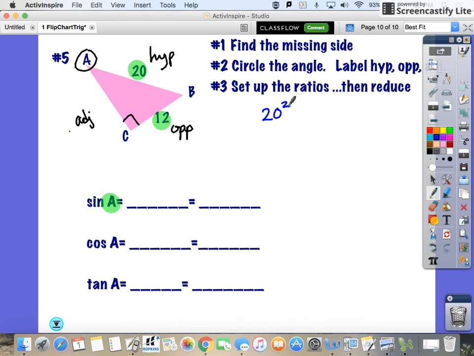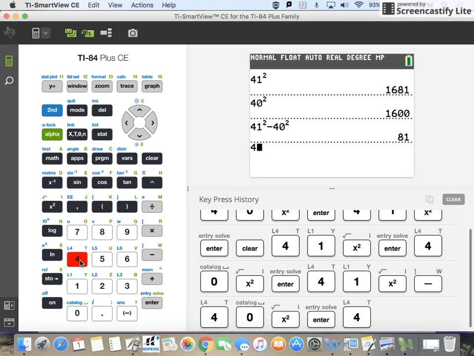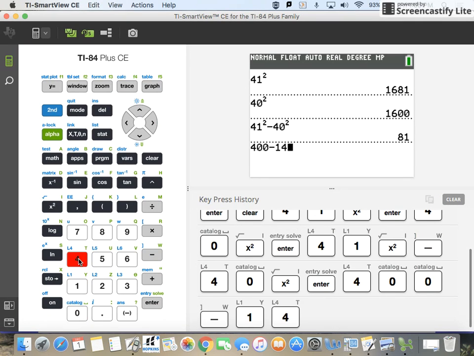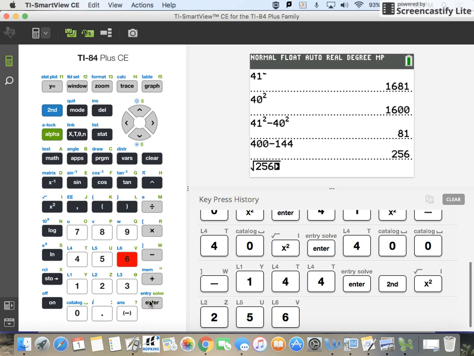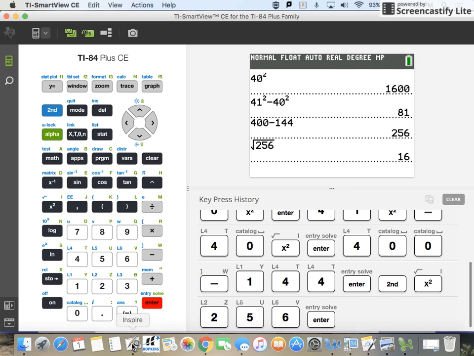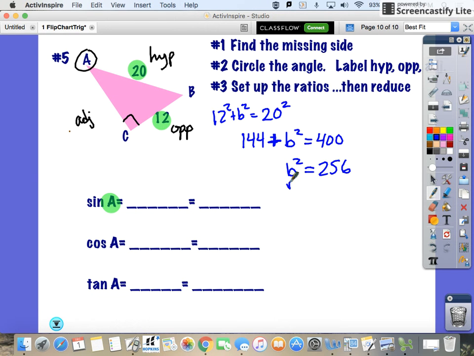12 squared plus b squared equals 20 squared. 144 plus b squared equals 400. Subtract 144, b squared equals 256. And then when you square root 256, you get 16. So this side is 16.